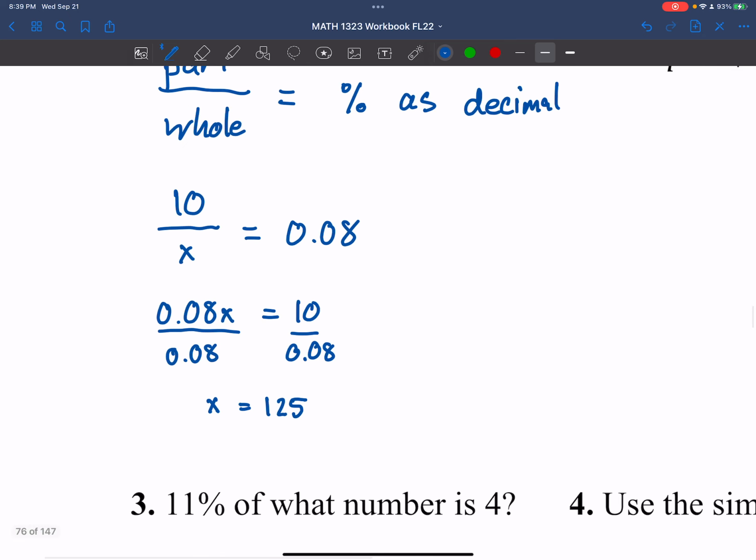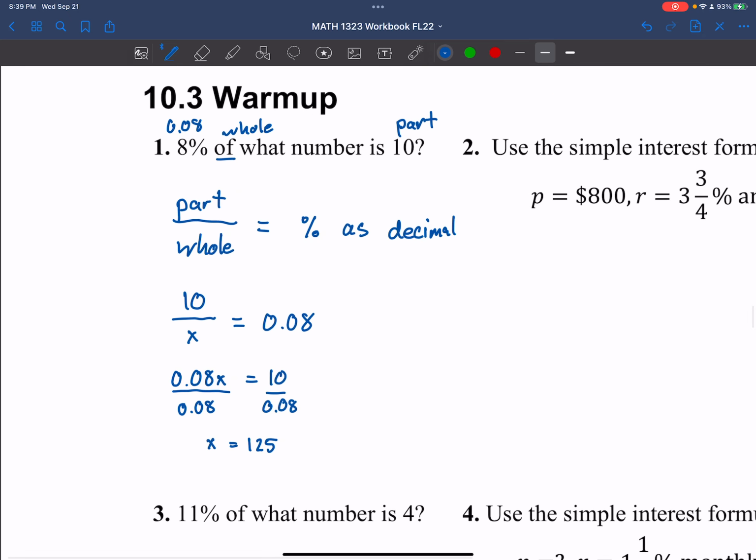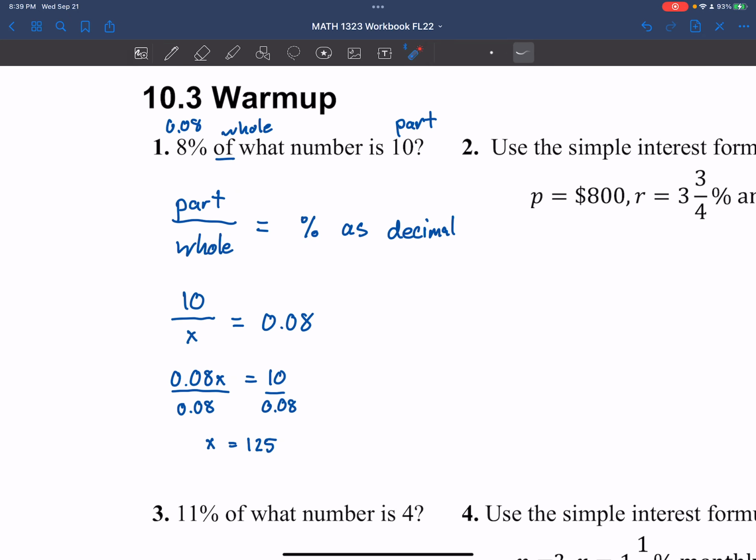And just think about this, does this make sense for being a whole? Well, it's much larger than 10. And again, 8% is not very large, so yeah, 10 is probably about 8% of 125, and you can verify that by just multiplying the 125 by 0.08. So that is Section 10.1.